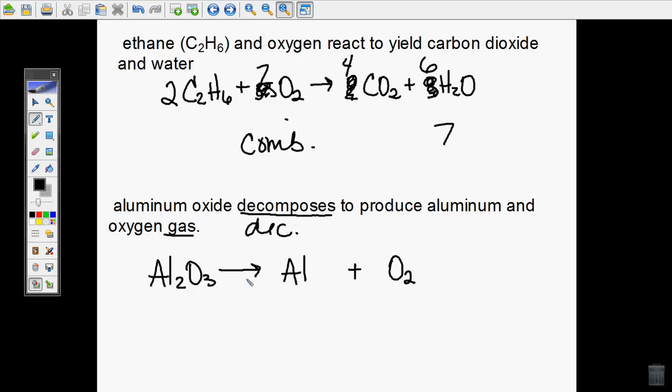So I've got 2 aluminum here, I need 2 here. I have 3 oxygen here. Oh, I need 3 here. This isn't going to work. So I could put a 3 here, but then I need 6 over here. So I need a 2 here, which changes my aluminum. So I need 4 here. Okay.